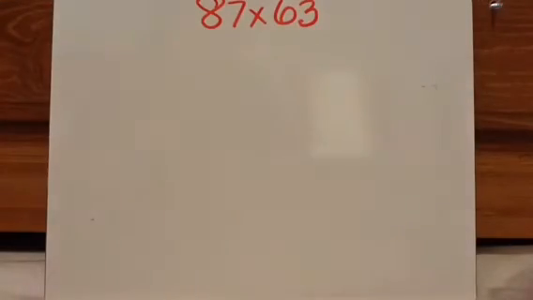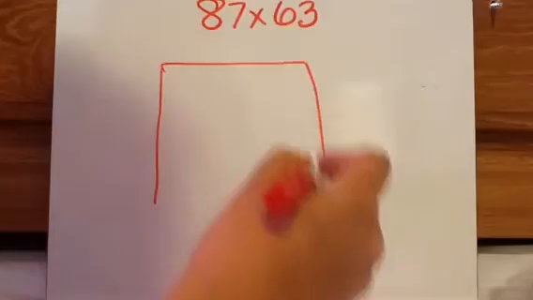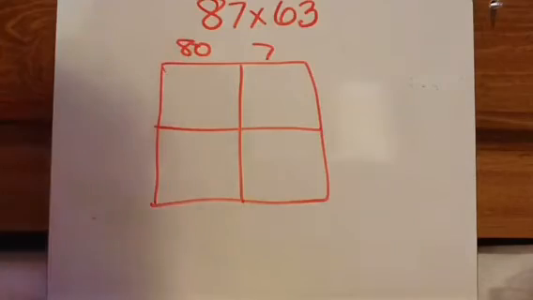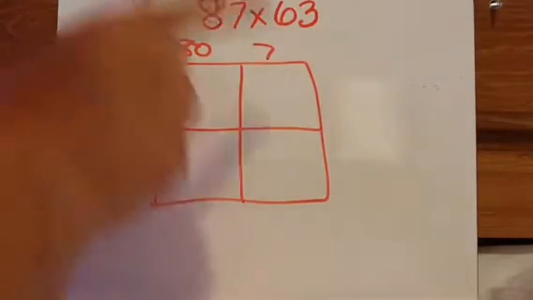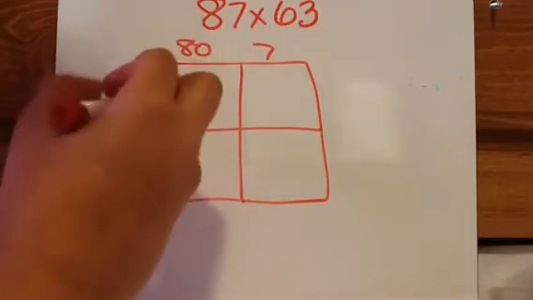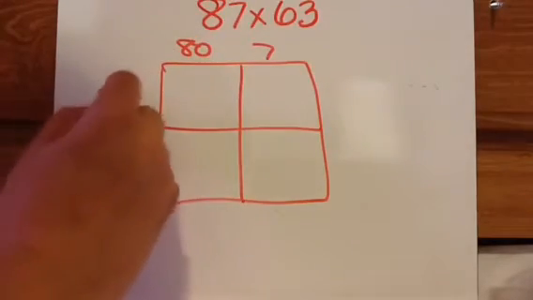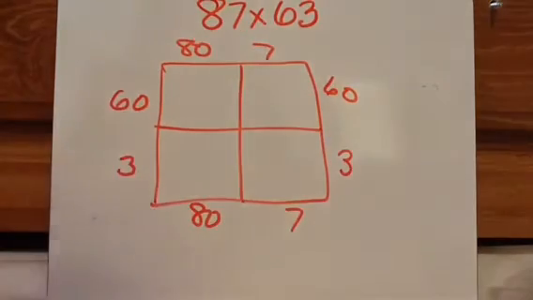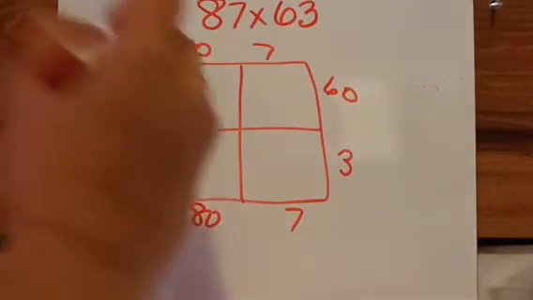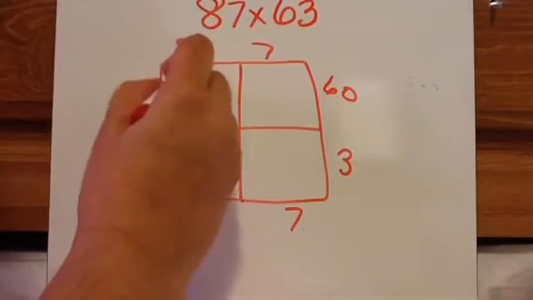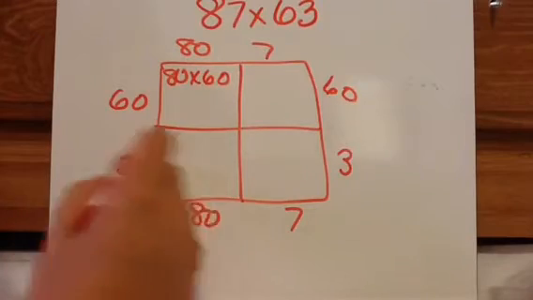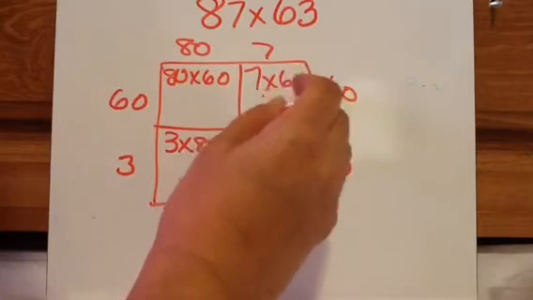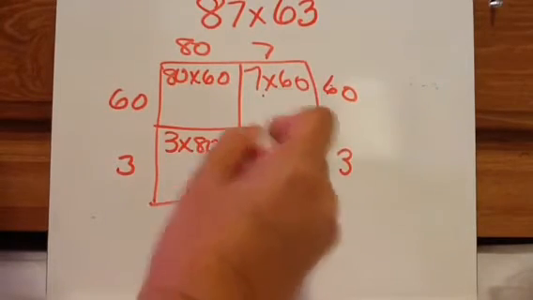Okay, let's look at 87 times 63. Break up 87 in expanded form, 80 plus 7. Now I do want to clarify that you can put it here too. It doesn't matter. So 80 plus 7, and then 60 plus 3. And then as always, I recommend when you're first learning how to do this, put it all around, so that'll help. So this one is 60 times 80. This one is 3 times 80. This one is 7 times 60. And this one is 7 times 3.